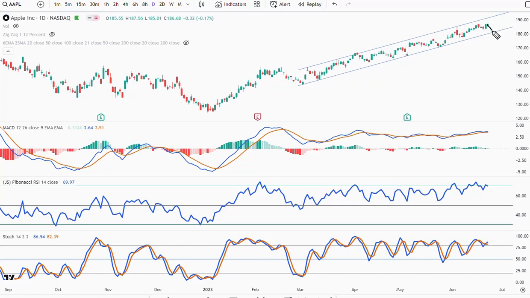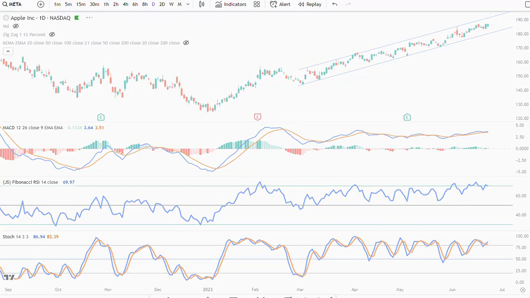Even if it were to pull back to this level, that's still okay. It's still inside this channel. But once it falls underneath the channel, that's when we'll have to revisit. But it's not there yet. So I would just leave it at that and see what happens. But this is a very strong looking chart to me.